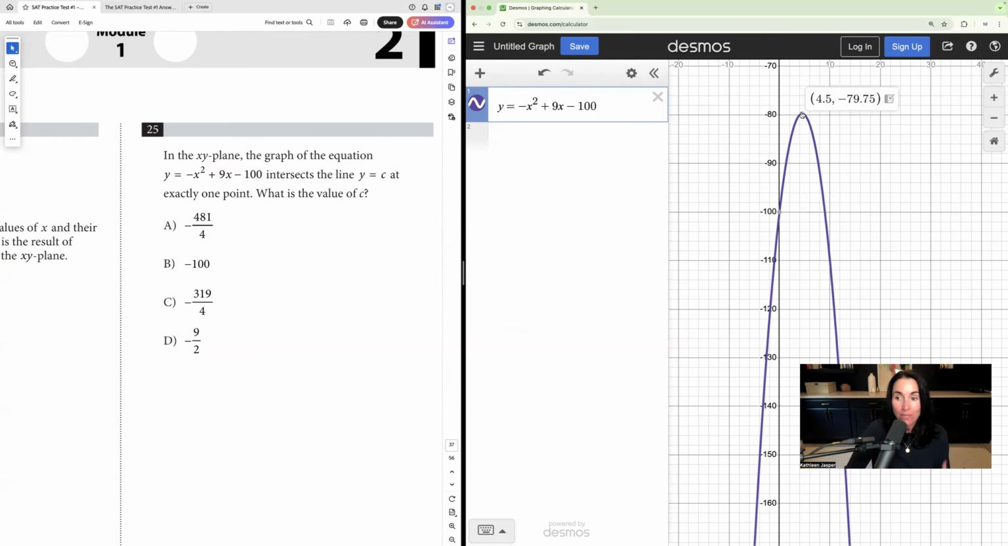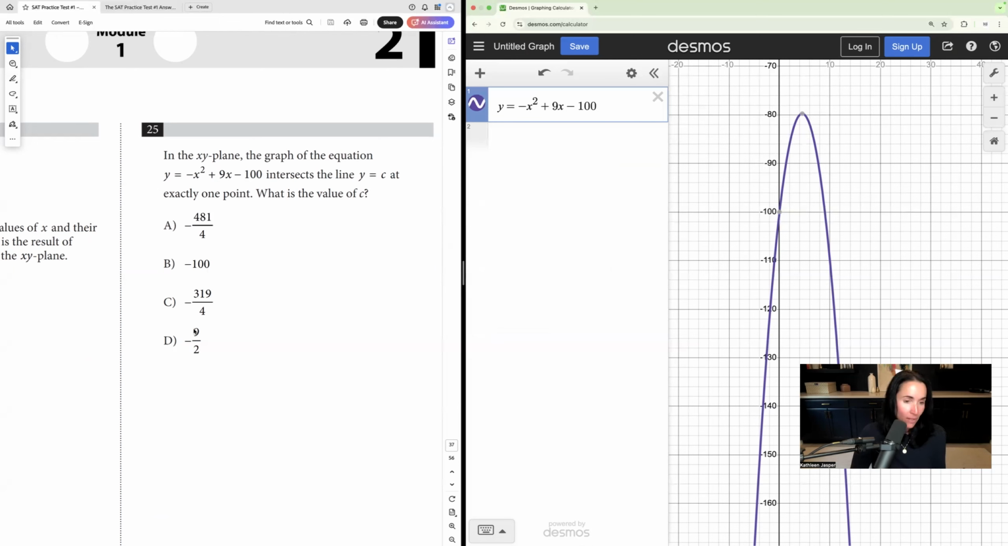Now let's do the same thing we did before. 481 divided by 4, I think is going to be too big. Let's have a look. Yeah, that's 120.25, negative 120.25, too big. I need it to be negative 79.75, okay? Negative 100 is out. Let's have a look at C. 319 divided by 4. I'm using my handheld here. 79.75 negative, because it's a negative here. Does it match the y here? Yes, it does. C is my answer.